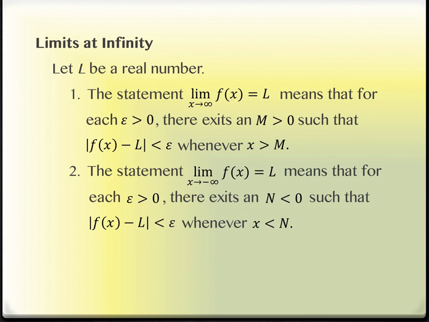There's the reverse statement of that, number 2. Again, the statement as x approaches, this time, negative infinity of f of x equals L, means that for each epsilon greater than 0, there exists a capital N less than 0, such that |f of x minus L| is less than epsilon whenever x is less than N.